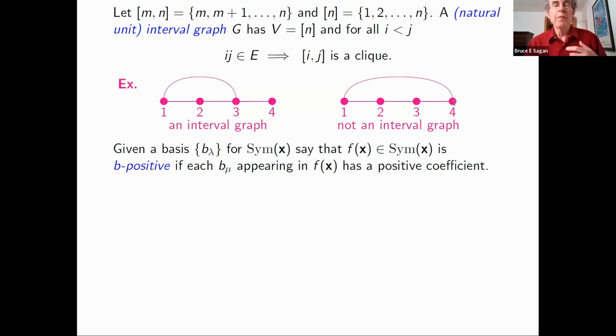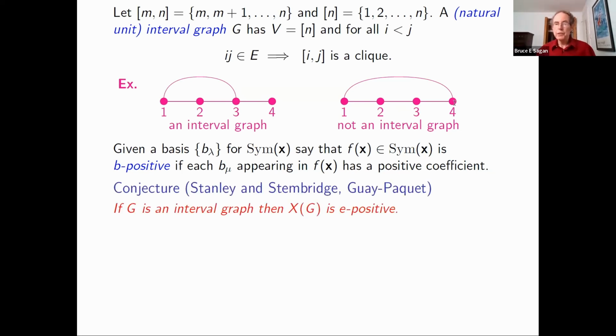We now want to talk about positivity. Suppose I take my f of x and expand in my basis b lambda. We'll say that function is b positive if each b mu which appears in f of x does so with positive coefficient. And then this famous conjecture of Stanley and Stembridge, which was refined by Mathieu Guay-Paquet, is that if G is an interval graph, then x of G is e positive. And this is a necessary condition. There are definitely graphs whose expansions are not e positive.